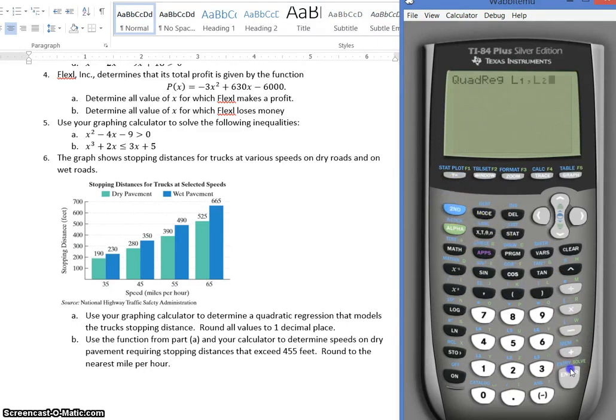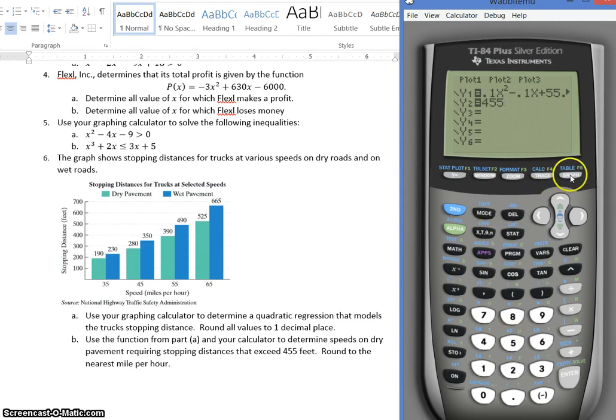Rats. 55.9. And what we're going to do is we're going to graph this, and we're also going to graph 455. And then we're going to determine when the parabola is greater than 455.